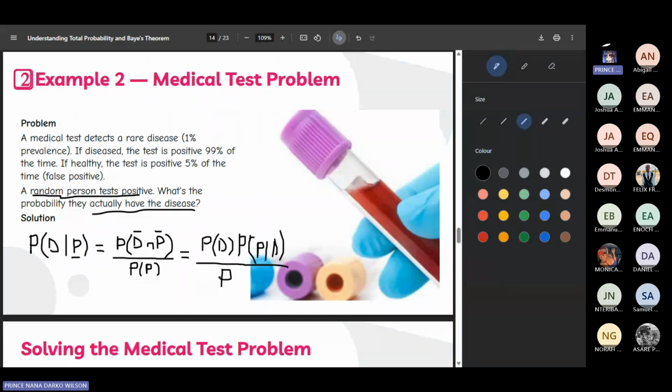The reason why we are doing this is we are only concerned with the fact that the person has tested positive and has the disease. So we are using the probability of you having the disease and testing positive. That's what you can see up here. All over the probability of you testing positive at all, which is the probability of P. So now let's find from the question what all these values stand for.